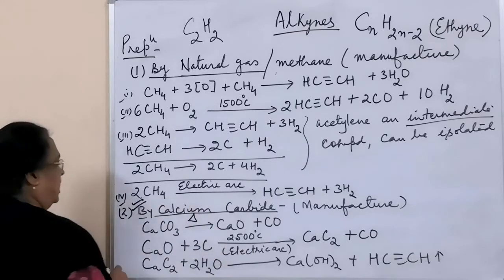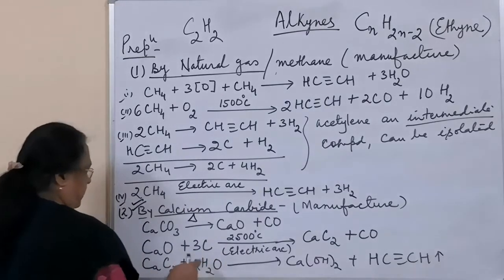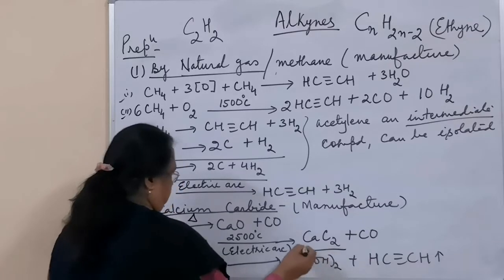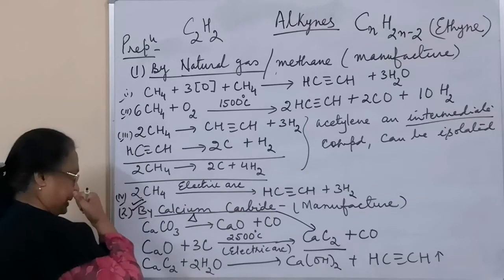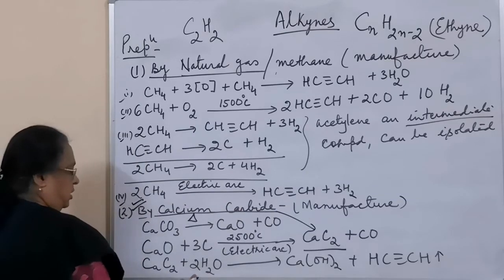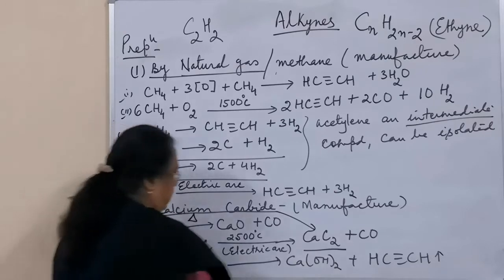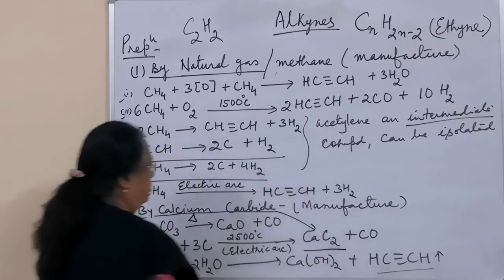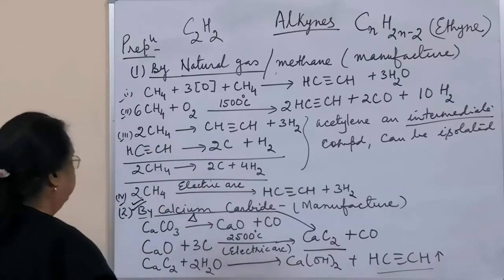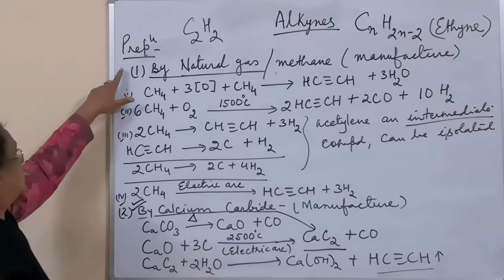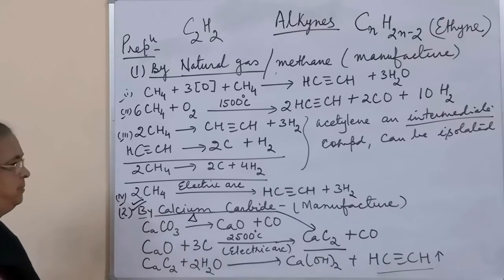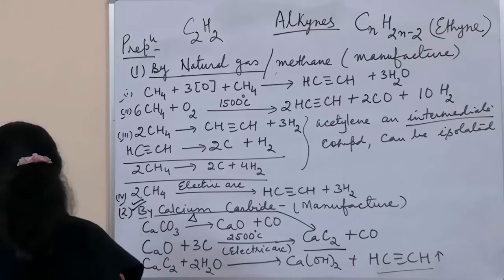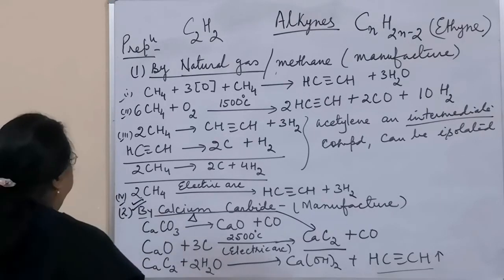Then calcium oxide, when it combines with carbon, calcium carbide is formed. This calcium carbide which is formed is treated with water, and then we obtain acetylene gas. So you have to learn the reaction, and we will now see the third method. This is the first manufacturing method. This is the second manufacturing method. Now the third method of preparation we'll see.